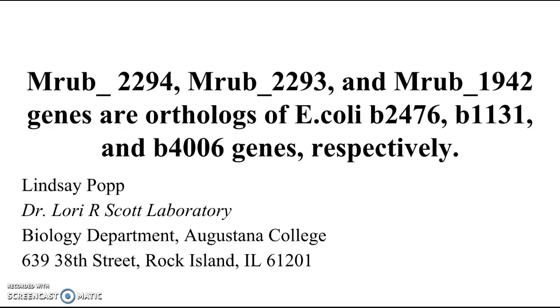The first set of genes are M. ruber 2294 and E. coli B2476, which is also known as phosphoribosylaminoimidazole succinocarboxamide synthase, and the protein known as PurC. The next set is M. ruber 2293 and E. coli B1131, which is also known as adenylosuccinate lyase, and the protein PurB.